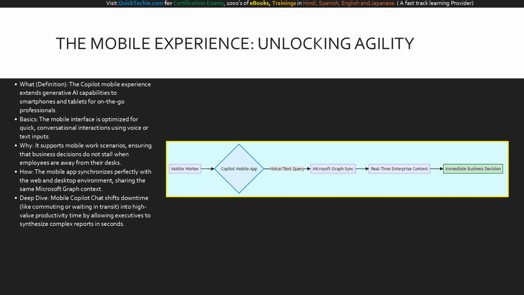This continuous connectivity drives the final green node, immediate business decision. This diagram showcases that geographical location is no longer a barrier to accessing deep organizational intelligence. You carry your enterprise's entire knowledge base in your pocket.